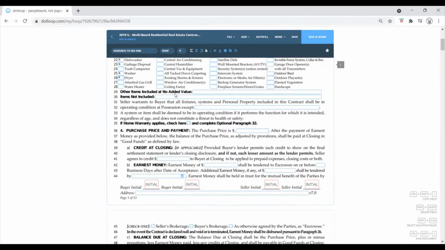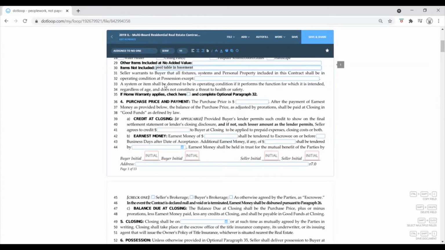Other items included at no added value, so that means that they're just leaving it. They're not charging you for it. There's no bill of sale. So let's say that there is a pool table in the basement and you want it, but you don't want to pay for it. You think it should be included. You can put it there. And the same thing goes for items that are not included. So let's say you're going to take the pool table. Pool table in basement is not included.